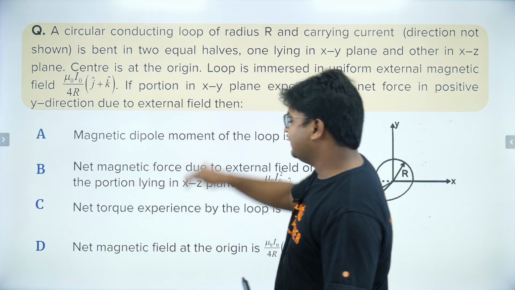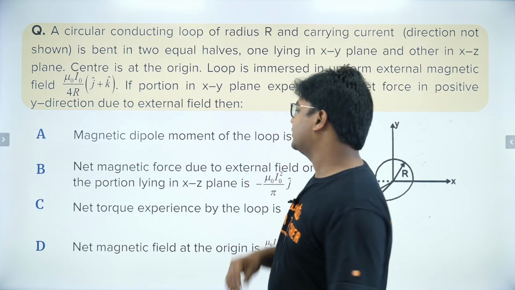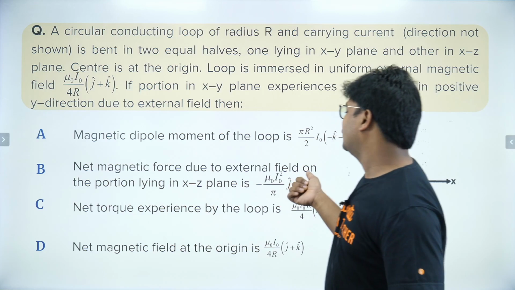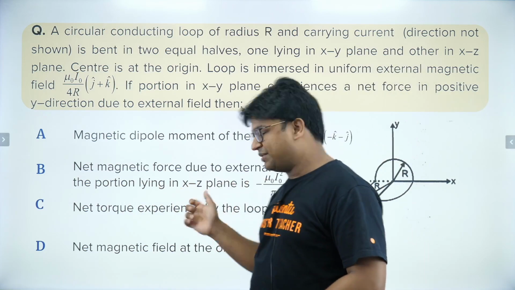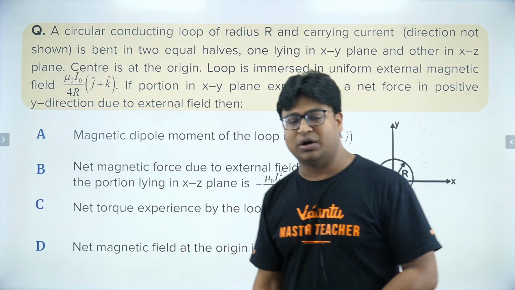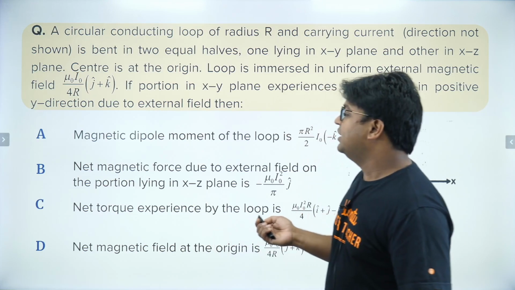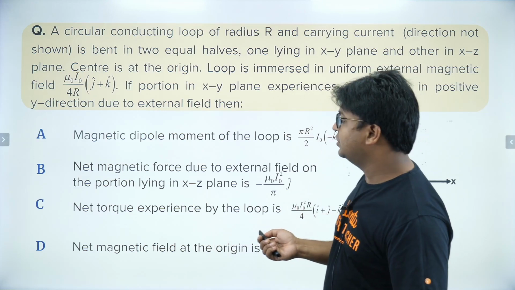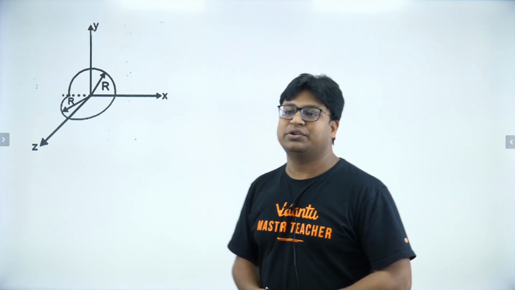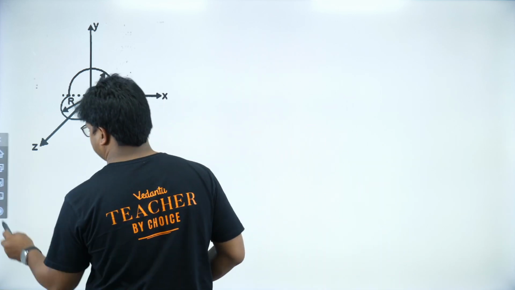Based on that we have to decide on some options, and the options talk about the magnetic dipole moment of the loop, then the magnetic force due to the external field on the portion lying in the xz plane, and the net torque experienced by the loop. So these are the things that we have to worry about. All right, so let's see how we do this question. I need some space to do this question, so let me just start.